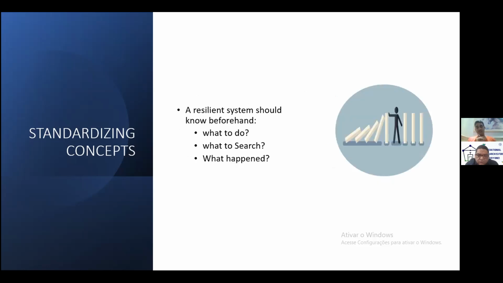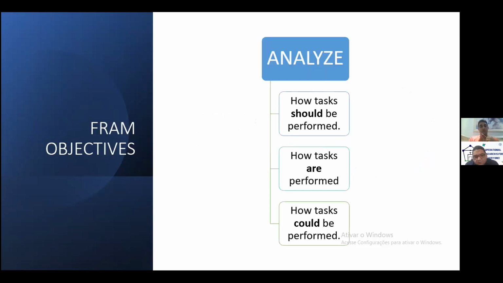So a resilient system should know beforehand, first, what to do in case of failure. Second, what to search, because we shouldn't search things that don't make sense for our problem. So a resilient system should know beforehand what to search in case of failure. And third, a resilient system should know beforehand what happened to the system. So then comes FRAM.